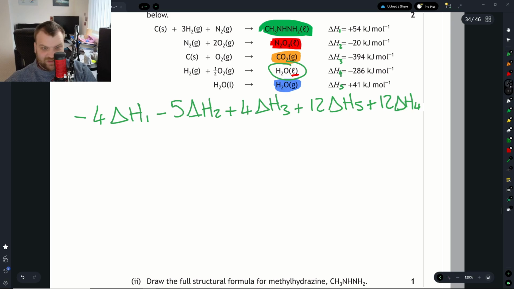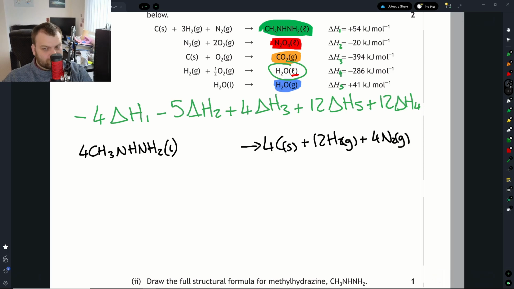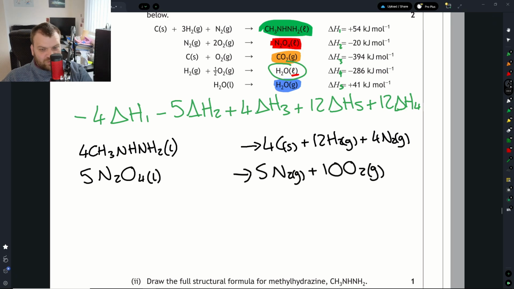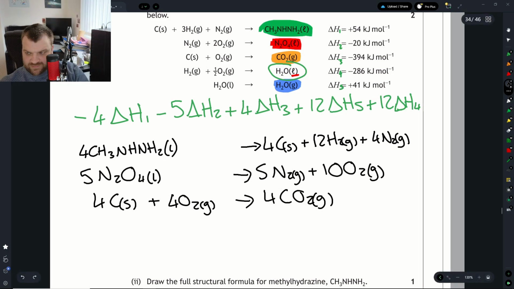First equation we flipped and times by 4. Our second equation we flipped and times by 5. The third one we have just times by 4. The last 2 equations we have just times by 12, keeping them on the same side. A half times 12 would give you 6 oxygens.